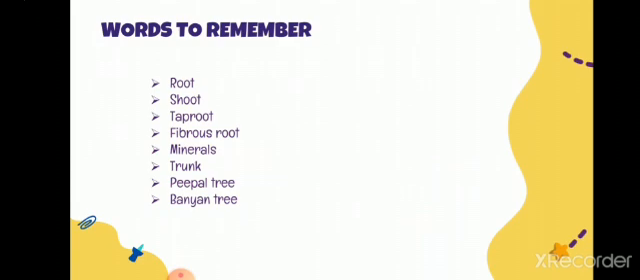Some important words to remember in this lesson are root, shoot, taproot, fibrous root, minerals, trunk, peepal tree, banyan tree.